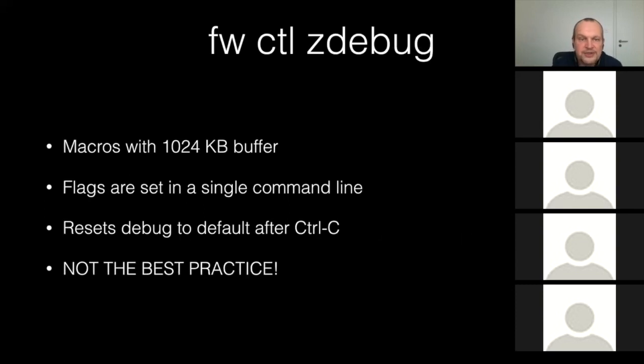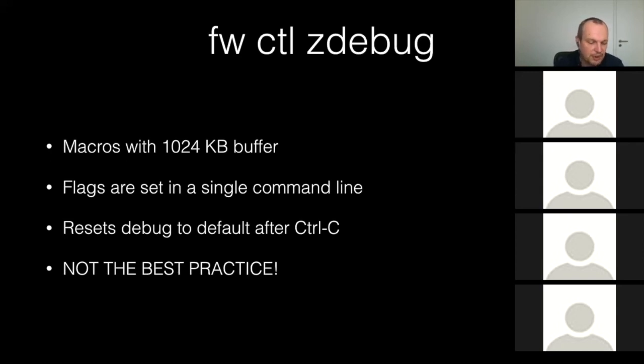Now, let's talk about fw ctl zdebug. This is a macro that does basically several things. It defines a very small buffer. The buffer will be 1 megabyte only, and you put all the flags in a single command line, which makes it really cumbersome to use.